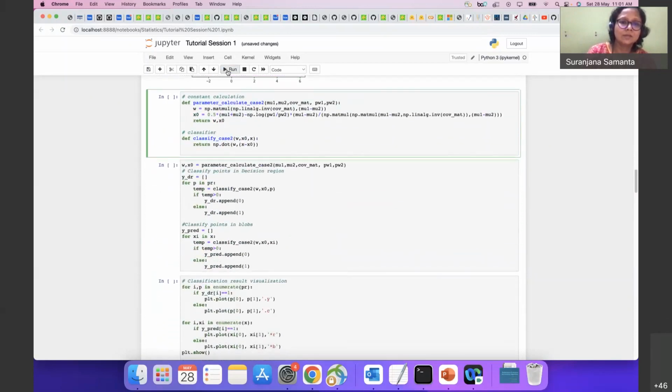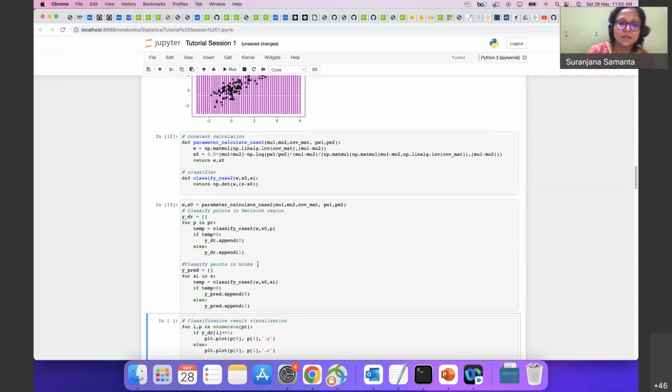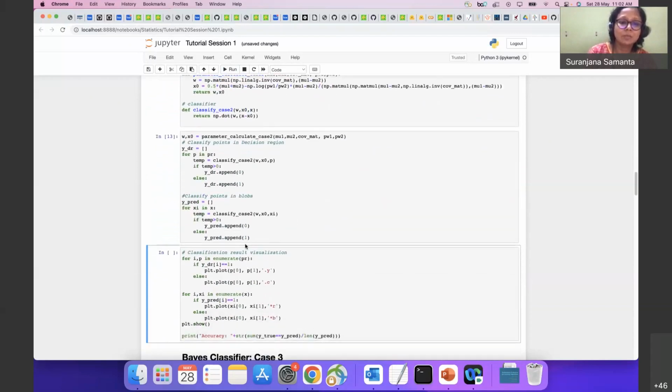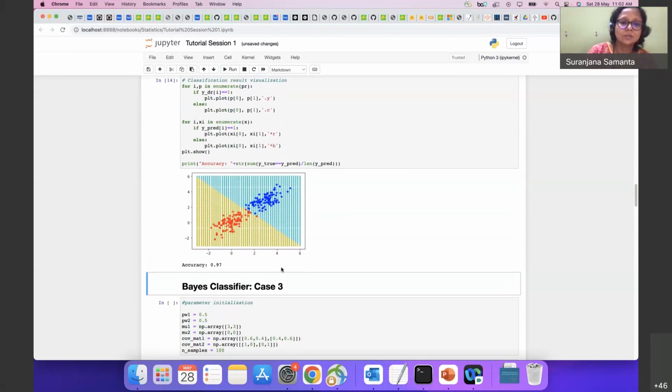Now these are the constants, the classification parameters and the classification equation, and then we classify each and every point in the decision region, and each and every point in this data that we have, basically these black points in the blob. Now when we plot it using the color codes, this is what we see. We get an accuracy of 97% for the black points.